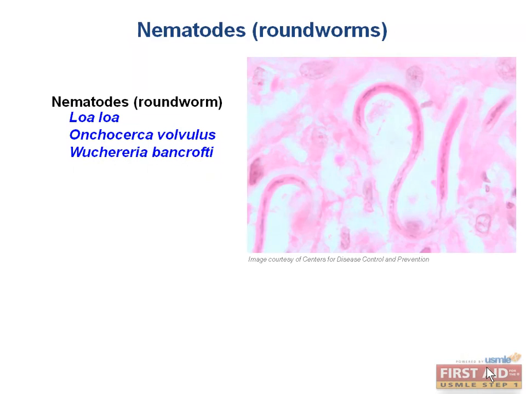Onchocerca volvulus, seen here, causes river blindness. It is called river blindness because these infections are usually endemic to areas near bodies of water. If the worm migrates into the eyes, it causes blindness. Treat with ivermectin, and the way I like to remember ivermectin is that you use it to treat river blindness.